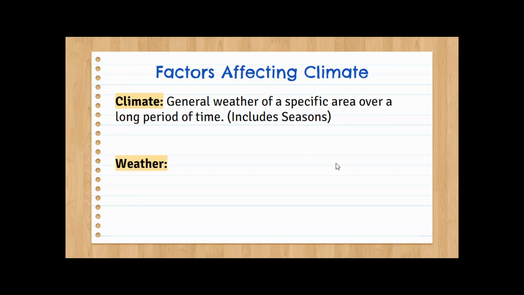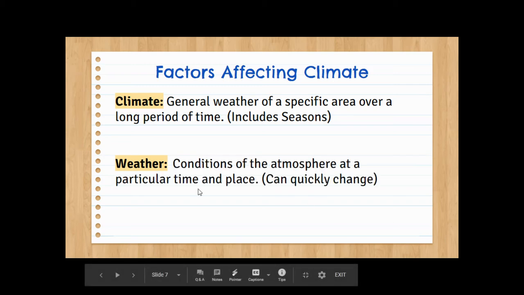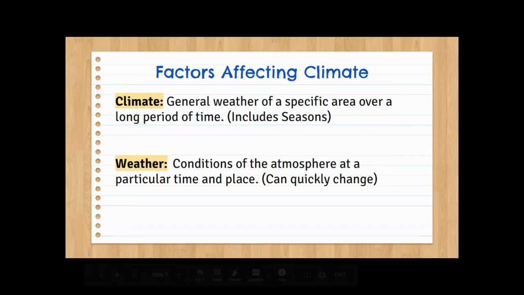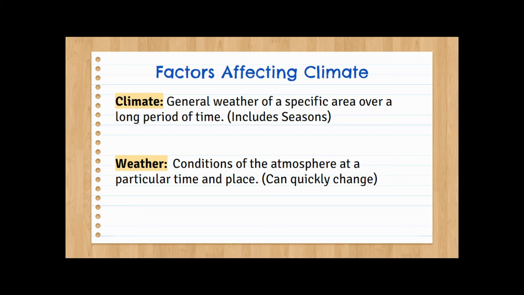The next thing we need to identify is a formal definition of weather. We experience weather daily, but it will be important for us to have a universal definition of weather. So when we're speaking about weather in class, we know what we're talking about. Okay, so weather is defined as the conditions of the atmosphere at a particular time and place. Weather can change quickly. You guys have experienced that yourself. Go ahead and pause the video now to write down the definition of weather in your notes.